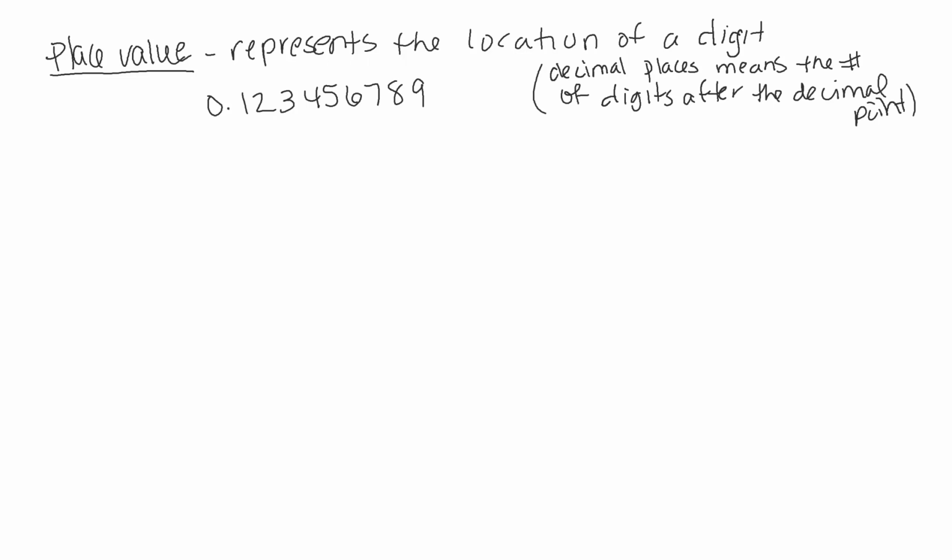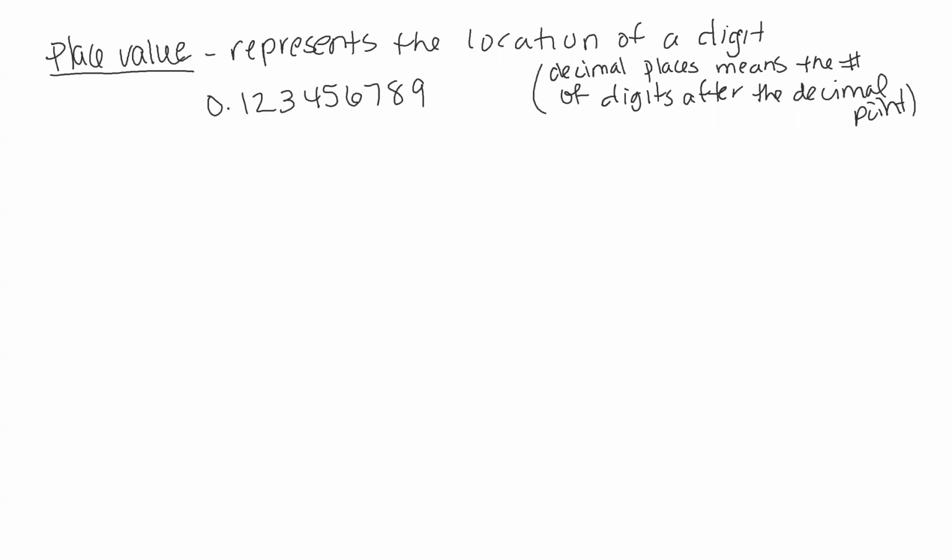So this particular number has 1, 2, 3, 4, 5, 6, 7, 8, 9 decimal places. And for the most part, you're not in this class going to be dealing with decimals that have 9 decimal places. Okay, you'll generally see numbers that have 3 and 4 decimal places, sometimes more. All right, but just know decimal places.